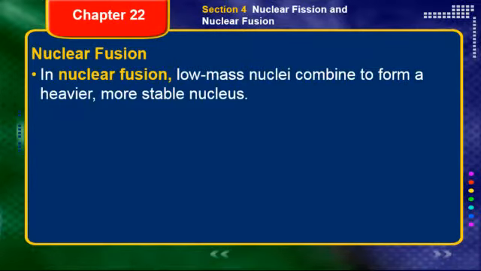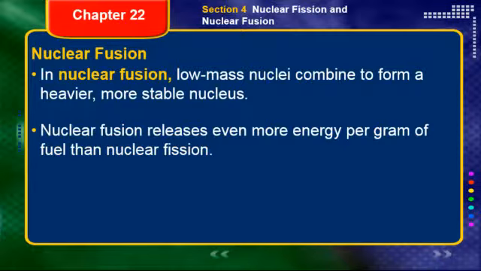But let's look at nuclear fusion. Nuclear fusion, you can think about it as the opposite direction of fission. In nuclear fusion, low-mass nuclei combine to form a heavier, more stable nucleus. So we're going from low mass to high mass, or at least higher. Nuclear fusion releases even more energy per gram of fuel than nuclear fission. So we get more energy in fusion than fission.